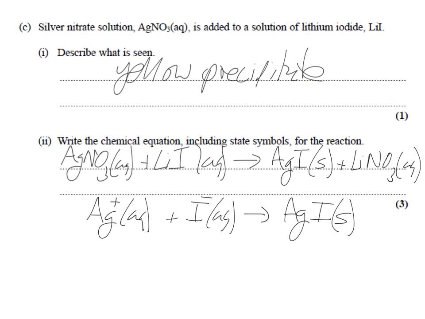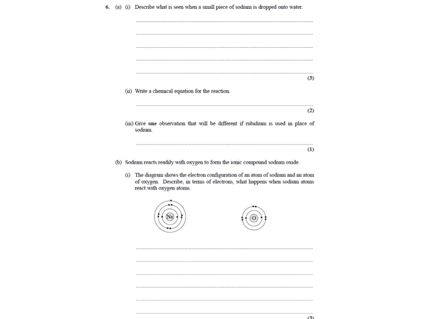And that concludes the identification question. So the final one looks at the reaction of group 1 metals. So it'd be a good idea to have your periodic table in front of you before we tackle that question. And it starts off with an observation question. What happens when sodium is dropped into water? Well, it floats, quite unusually for a metal.